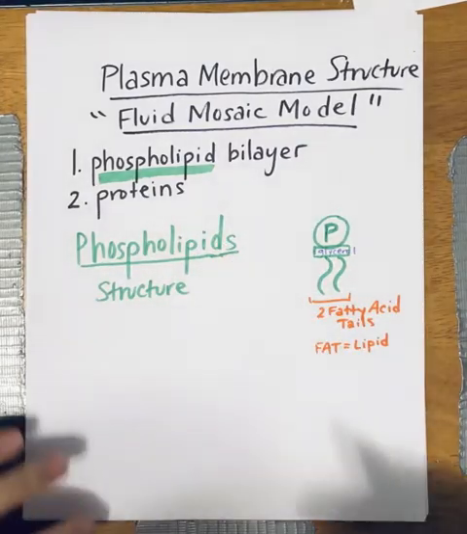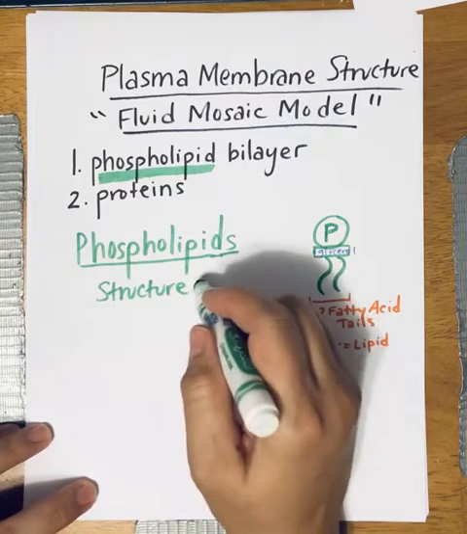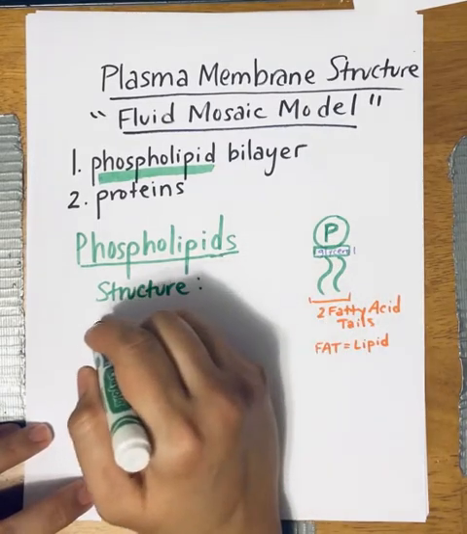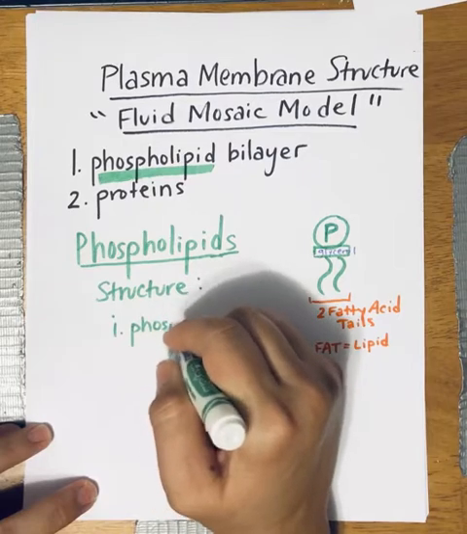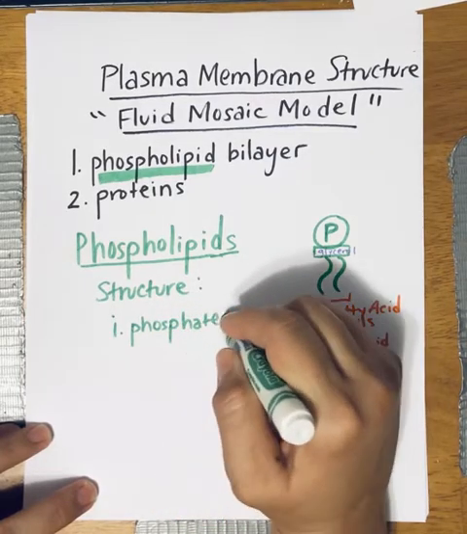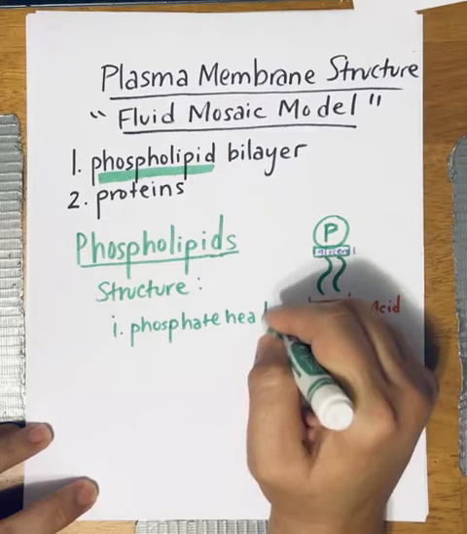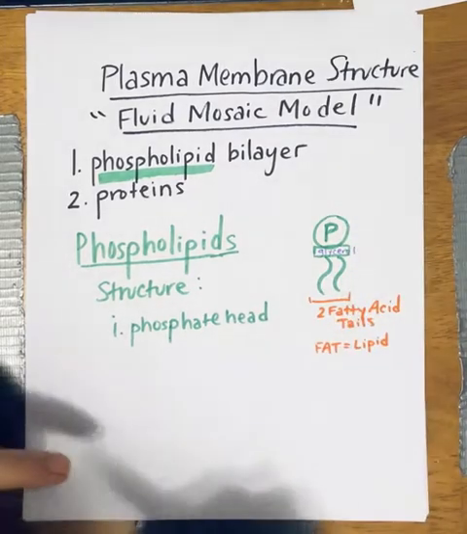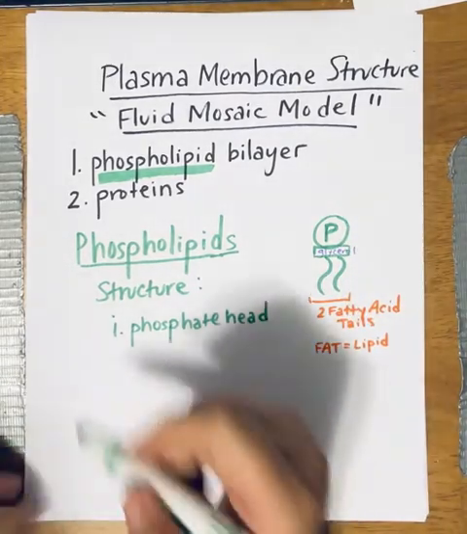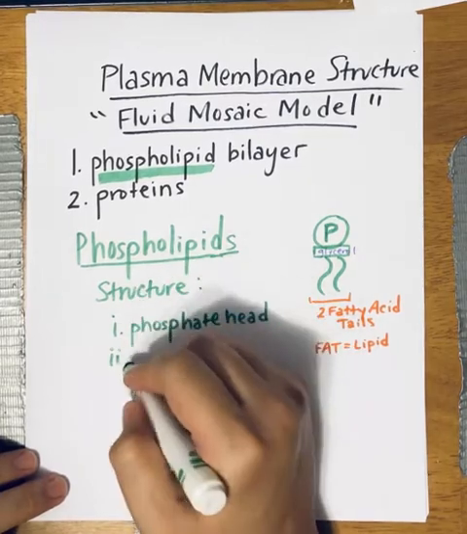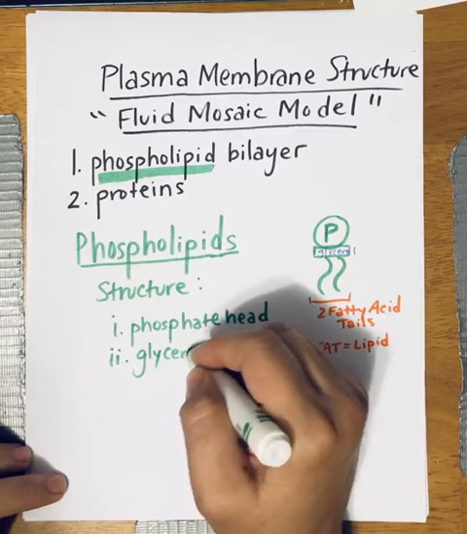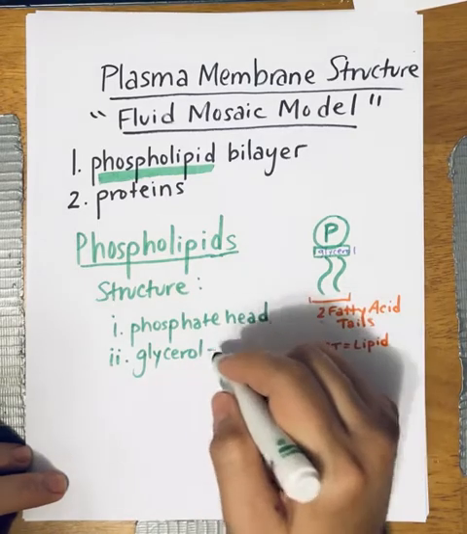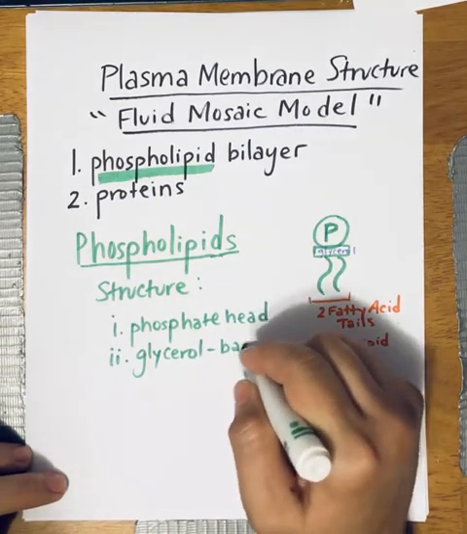So the first thing is we say its structure is going to be a phosphate head, which you can see is this P. The second thing is it's going to have glycerol. Glycerol is literally going to be the backbone.